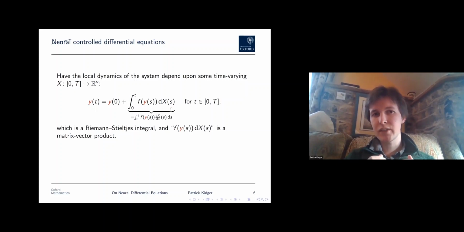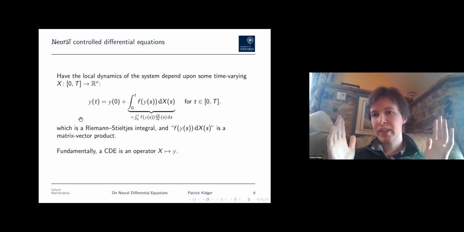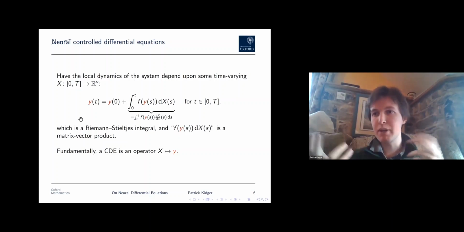It's essentially the x determines the local notion of physics for your differential equation. And fundamentally, what I've written down here is a controlled differential equation, and it's an operator on path space. It's a thing that takes in an input path x and then produces an output path y. And moreover, it does so whilst preserving some notion of causality. If you're a mathematician, you might say measurability with respect to a filtration. It encodes this fact that the future can't affect the past. And it's a very generic way of encoding such operators.